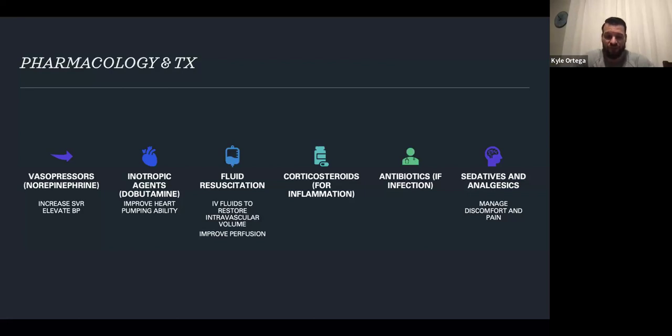Fluid resuscitation is a very, very important treatment when it comes to this type of shock. You want to just refill those fluids. IV fluids restore the intravascular volume, and that helps improve perfusion. Corticosteroids for inflammation, and antibiotics if there's an infection. And then you just want to manage the patient's discomfort and pain as well.